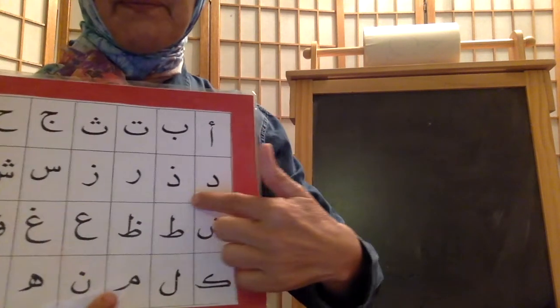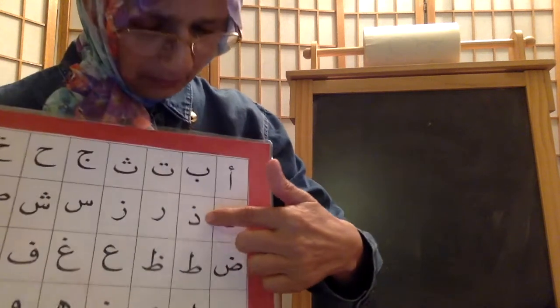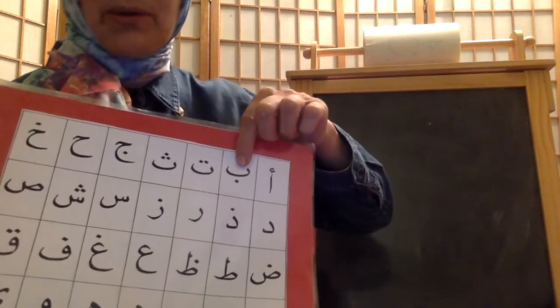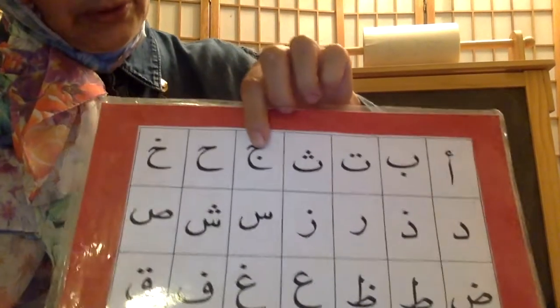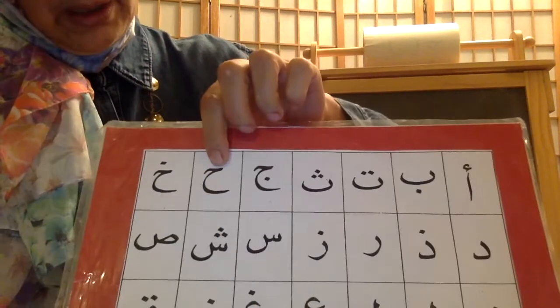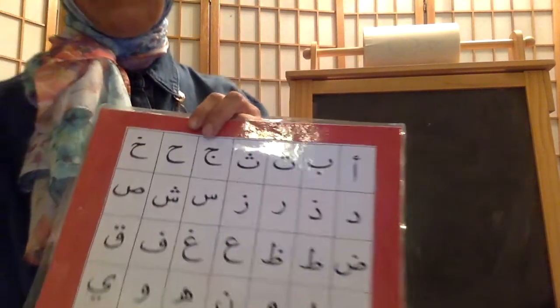Both of them have the same shape. They look like they are from the same family, like we said about the ba and the ta and the tha, like the same thing we did with the jim and the ha and the kha, same family. We are taking family by family.